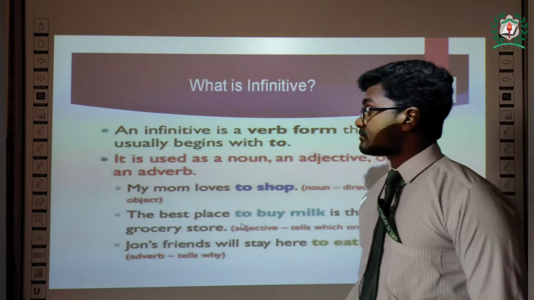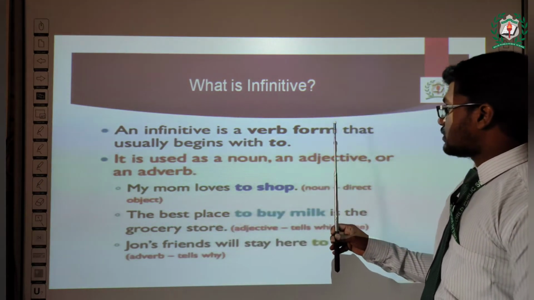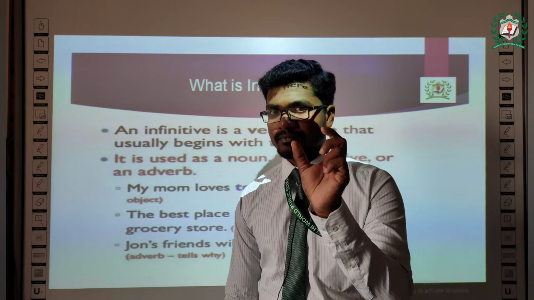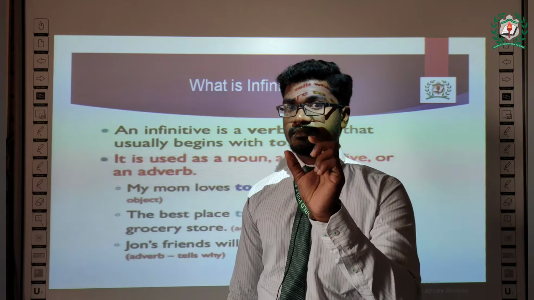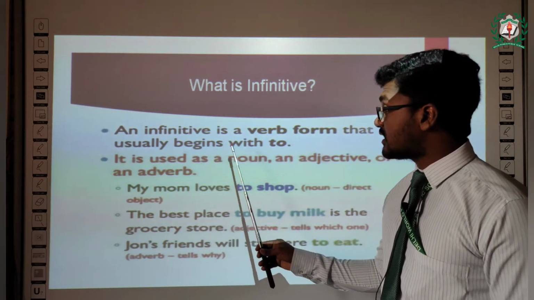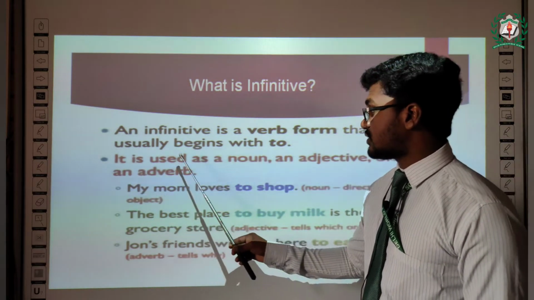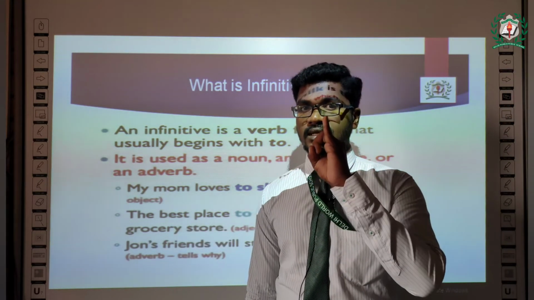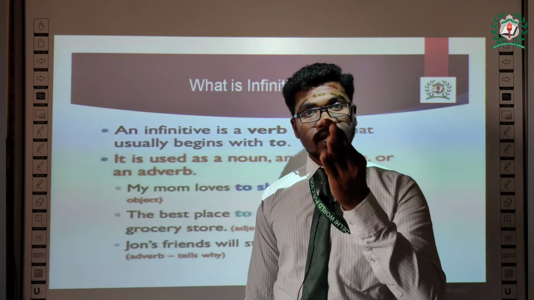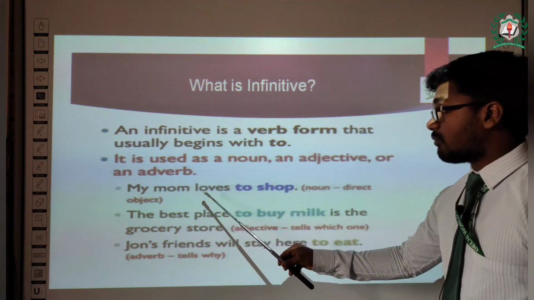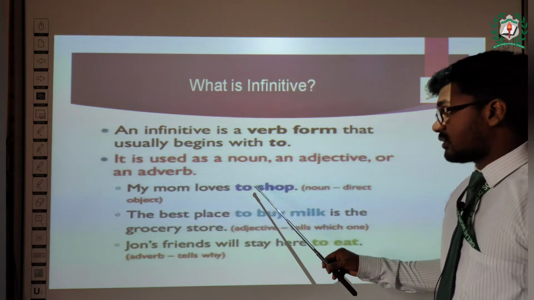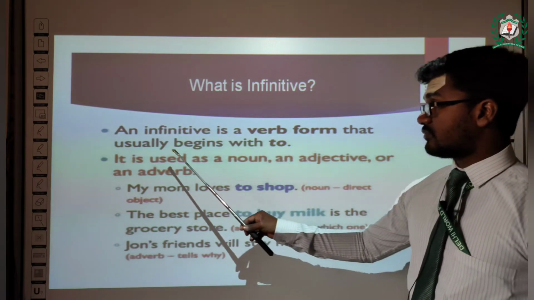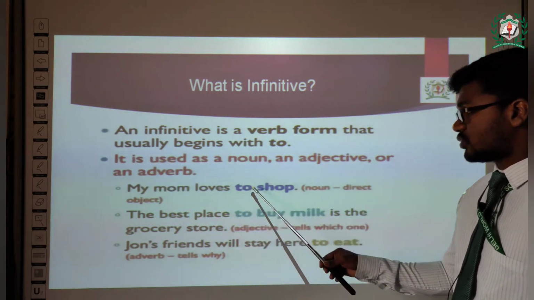What is an infinitive? An infinitive is a verb form that usually begins with to. It's a verb form, and begins with what? To. It is used as a noun, an adjective or an adverb. Let's see. My mom loves to shop. Here we have seen already, usually begins with to shop.